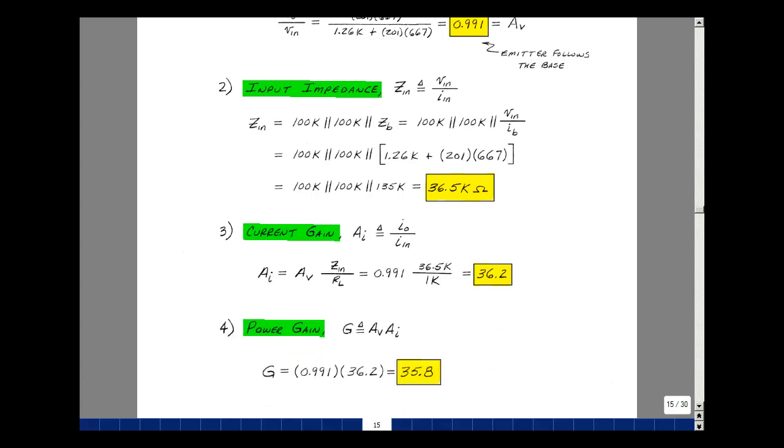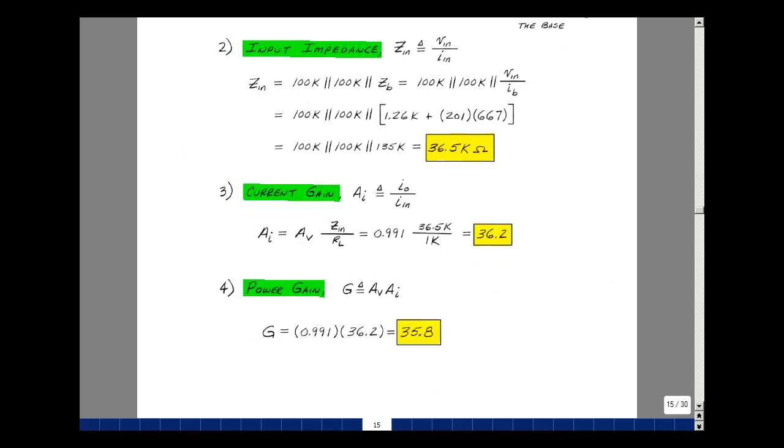I showed previously that the current gain was the voltage gain times Z in over R sub L, 0.991 times 36.5K, and R sub L was 1K. So we do get a current gain of 36.2. Multiply the voltage gain times the current gain, and we get a power gain. We saw for the common emitter amplifier that we had a voltage gain and a current gain. For the emitter follower, we have just a current gain. The input impedance, though, of this common collector amplifier is much higher than the common emitter amplifier. We want the input impedance to be as high as possible so we don't form a voltage divider with our Thevenin resistance of our source.